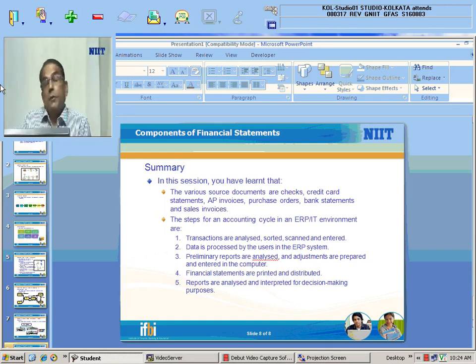So this is the concept of accounting process flow from recording to reporting under the traditional or conventional approach or under the ERP or IT system.